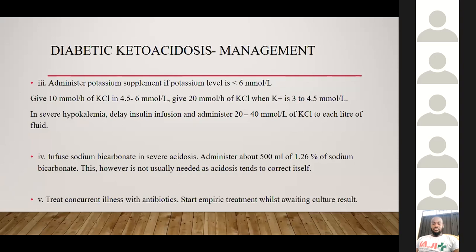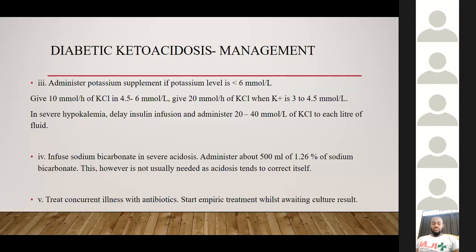If as soon as you check potassium you are getting values less than 3.5, normal is about 3.5 to about 5, maybe 5.5, then it means this patient is actually hypokalemic, and you have to think of giving some sort of potassium. Okay, so you can see that in severe hypokalemia, delay insulin infusion and administer 20 to 40 millimoles of potassium chloride during your IV fluid, as you can see.